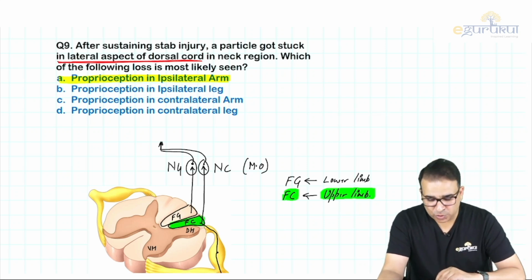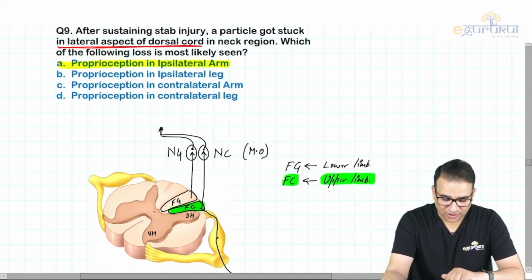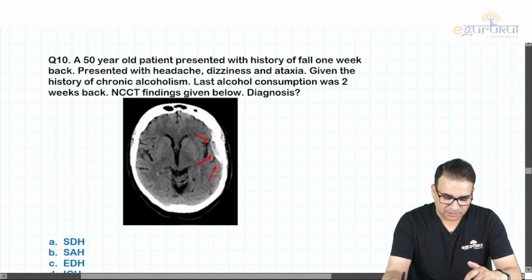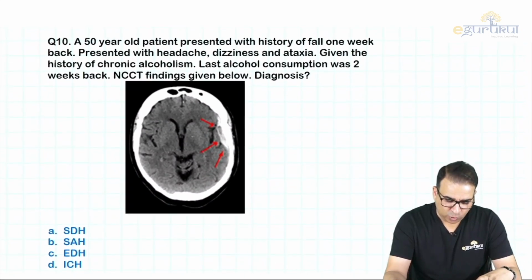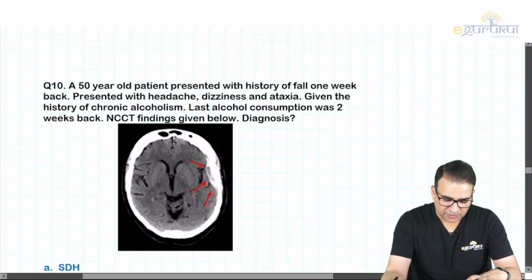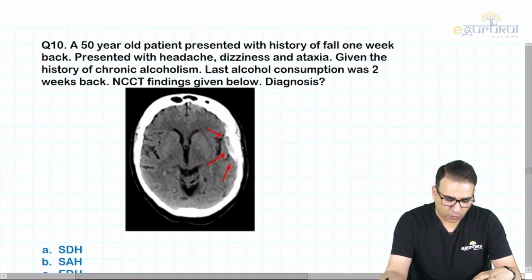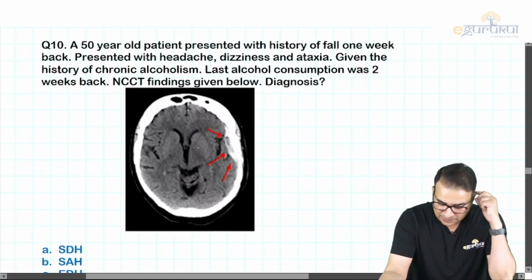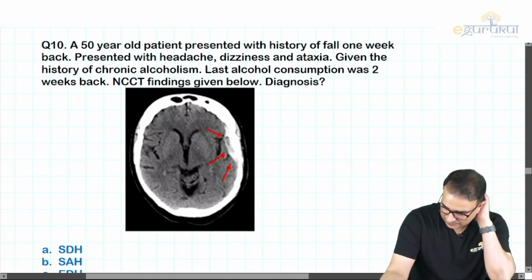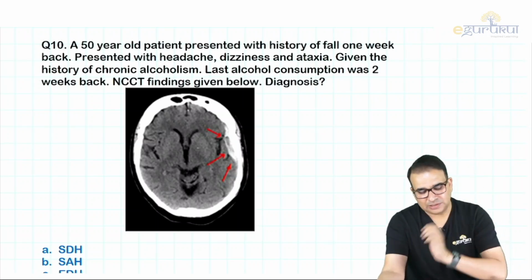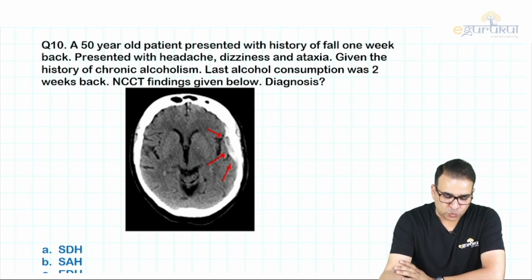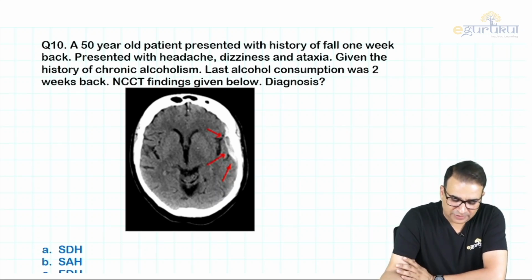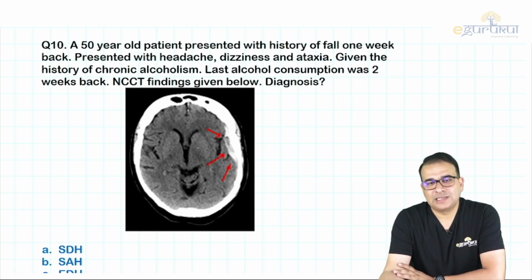Okay, now moving on to the question which many of you actually got wrong, and that is question number 10. A 50-year-old patient presented with a history of fall 1 week back, with headache, dizziness, and ataxia. Given the history of chronic alcoholism, last alcohol consumption was 2 weeks back. This non-contrast CT finding was given below, and the question was asked about the diagnosis.